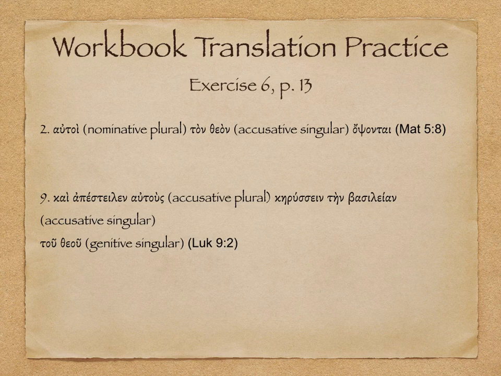So let's do some more. Here, workbook translation, just some practice for you. This is from exercise 6, page 13. Autoi ton theon opsontai. Opsontai, you'll notice, is the verb, and Mounce gives that to you. They will see, and we have autoi here, nominative plural noun, and ton theon, accusative singular noun.